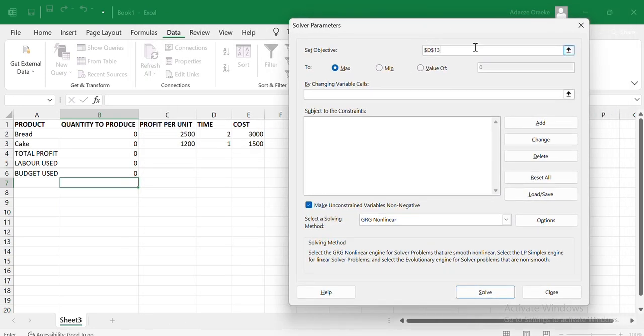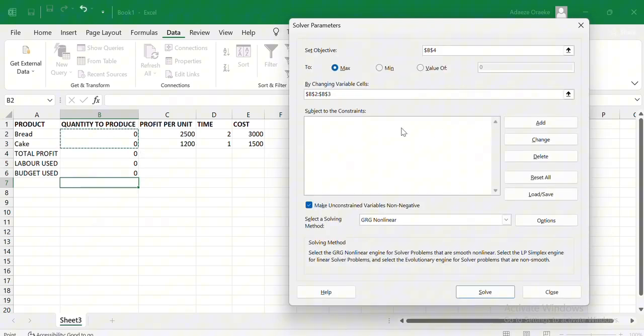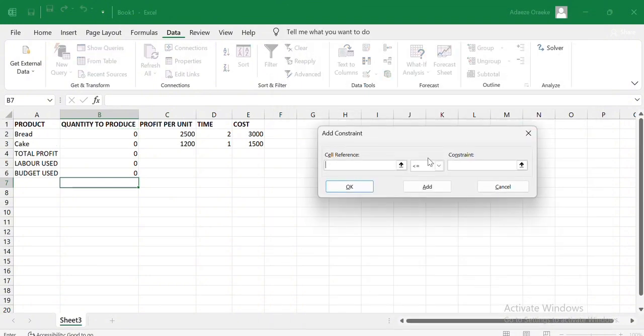Now in our solver tool, we have to put the objective. Objective is our total profit here. That's what we want to maximize, our total profit. And then you can see different options: maximize, minimize, value of. We choose maximize because that's what we want. But if we want to make our total profit be like 50,000, we can use value of to put the amount. If we want to minimize, you can put min.